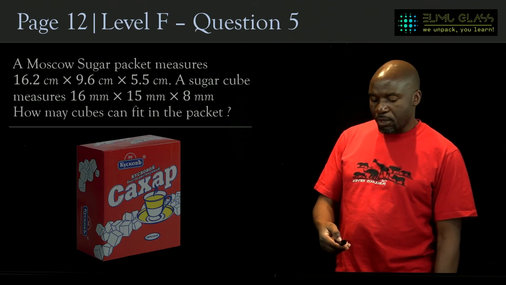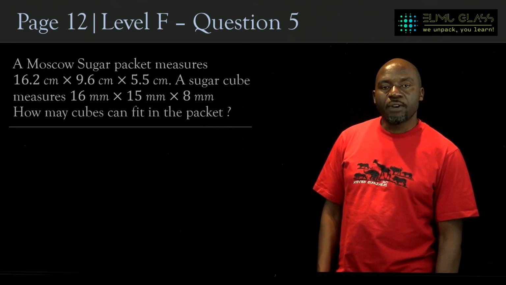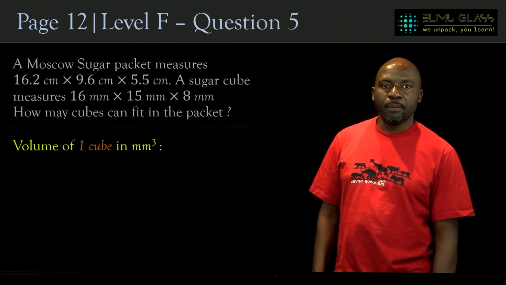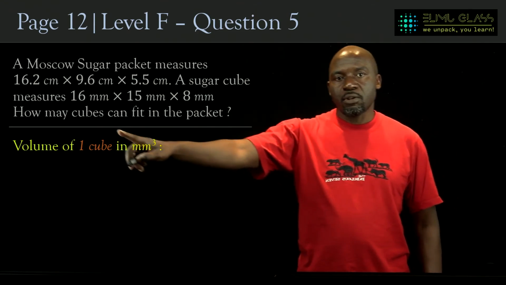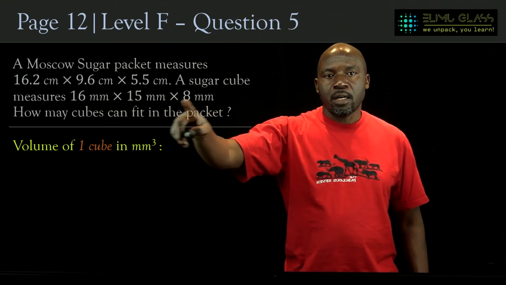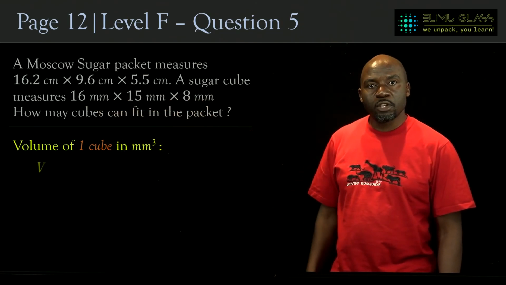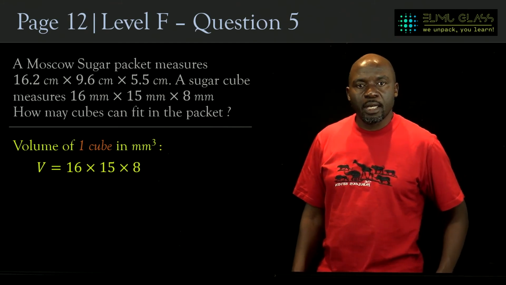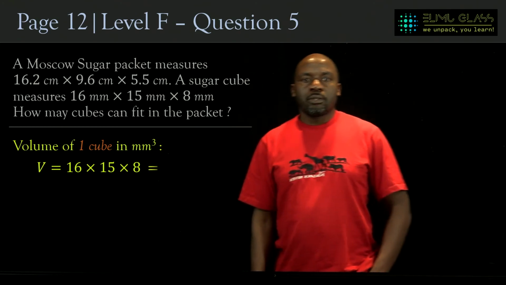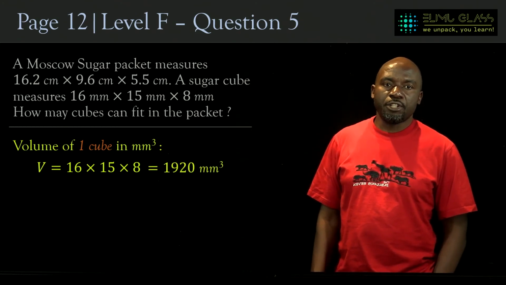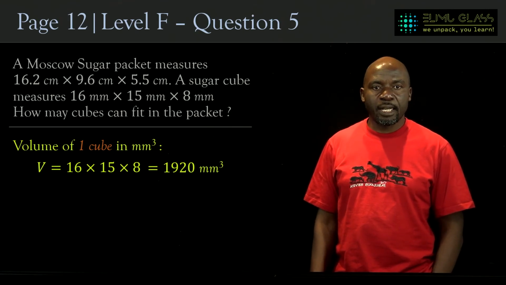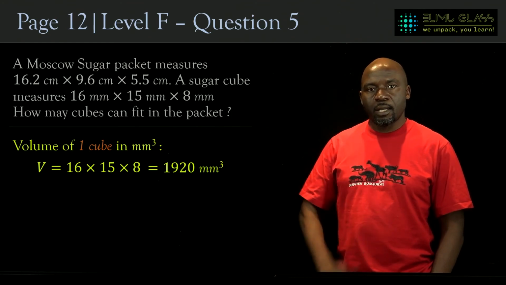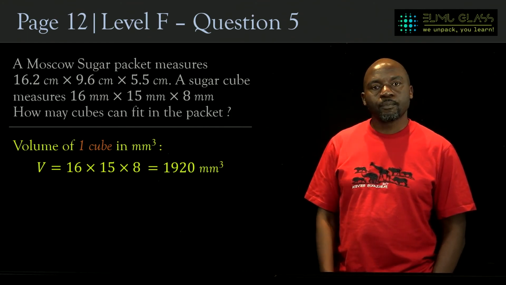All right, so how are we going to solve this? Like we've said, we find the volume of 1 cube of sugar in millimeters cubed. So we make use of this information for 1 cube. If we multiply those three, we will get the volume of a single cube in millimeters cubed. If you do that calculation, you should get 1920 millimeters cubed. That's the volume of 1 cube of sugar.